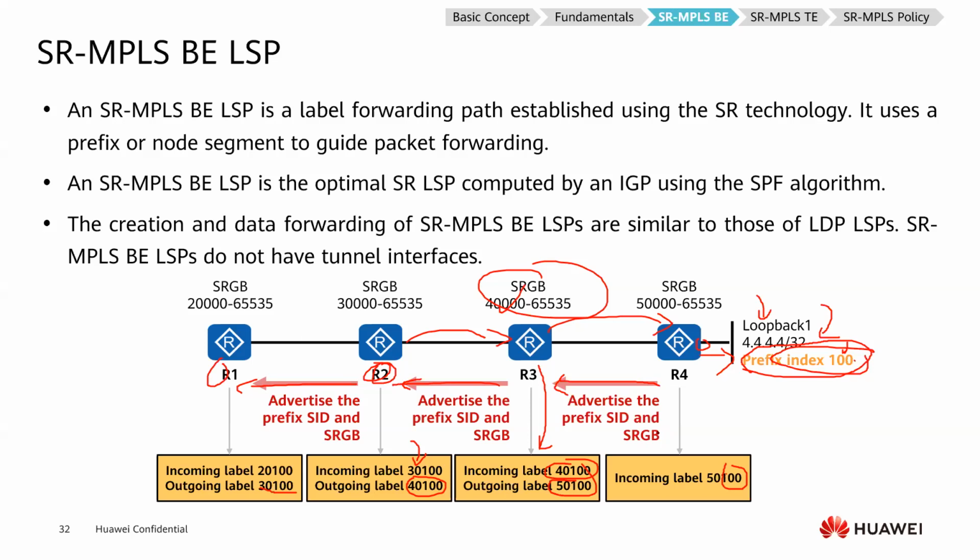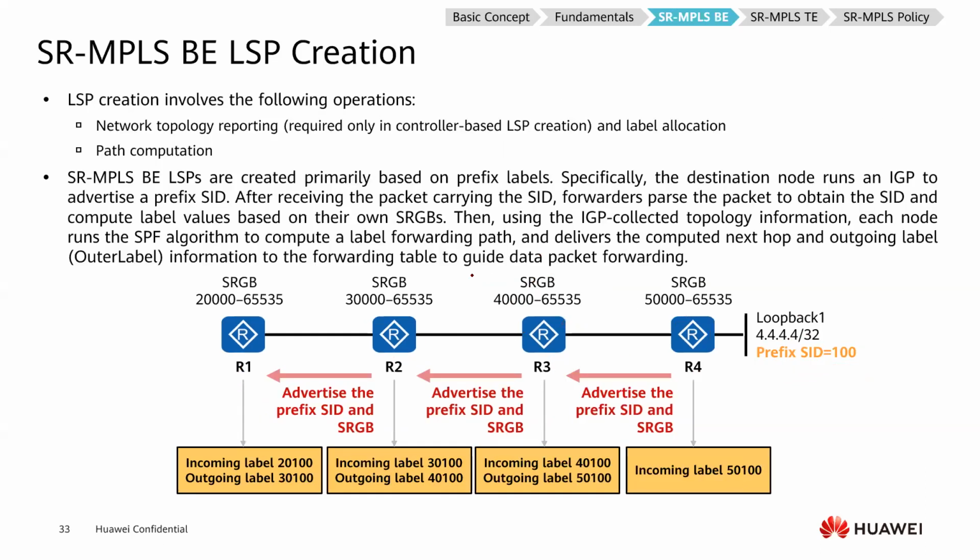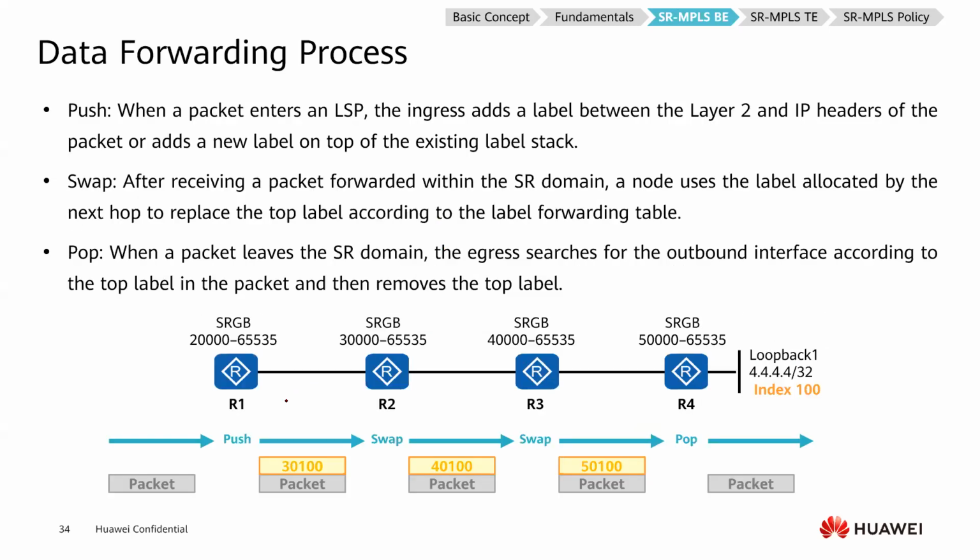So this is about the SR-MPLS BE LSP, how it creates the LSP, and basically how it does the forwarding. You can say the forwarding procedure is like this: push, swap, swap, pop. This looks very similar to MPLS LDP, but you can say all the devices know the label, know this index. Okay, I guess it's not difficult.